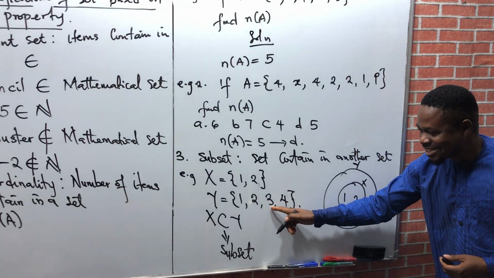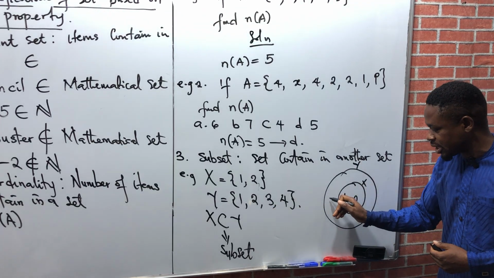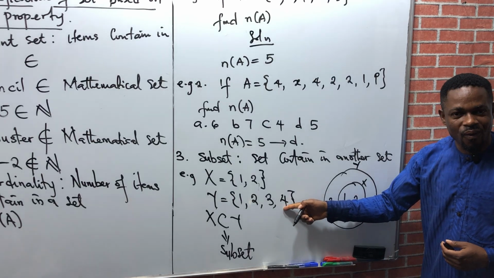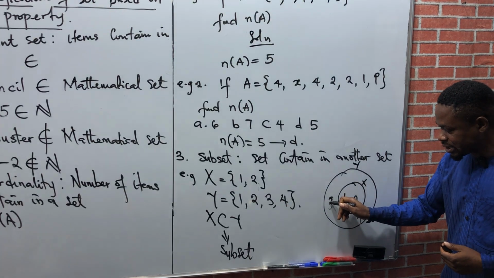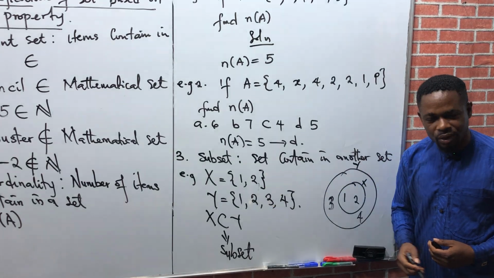Then let's consider the third element. What is it? 3. So 3 is not in the son, which means 3 will appear here. Am I communicating? Then finally, 4. 4 will also appear here. So this is the Venn diagram of what we have just explained based on what?